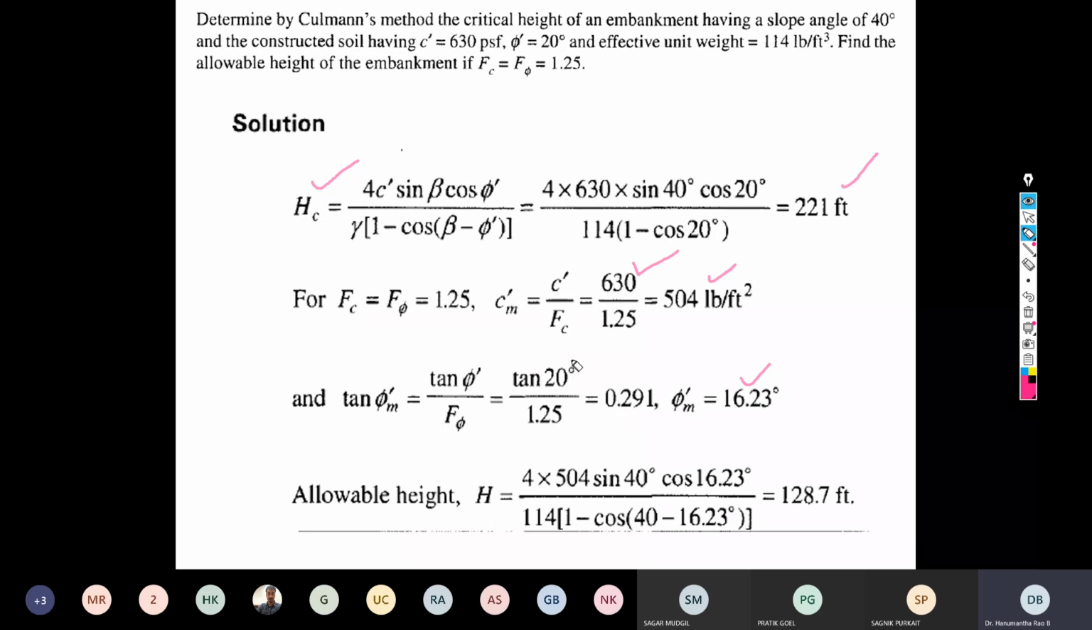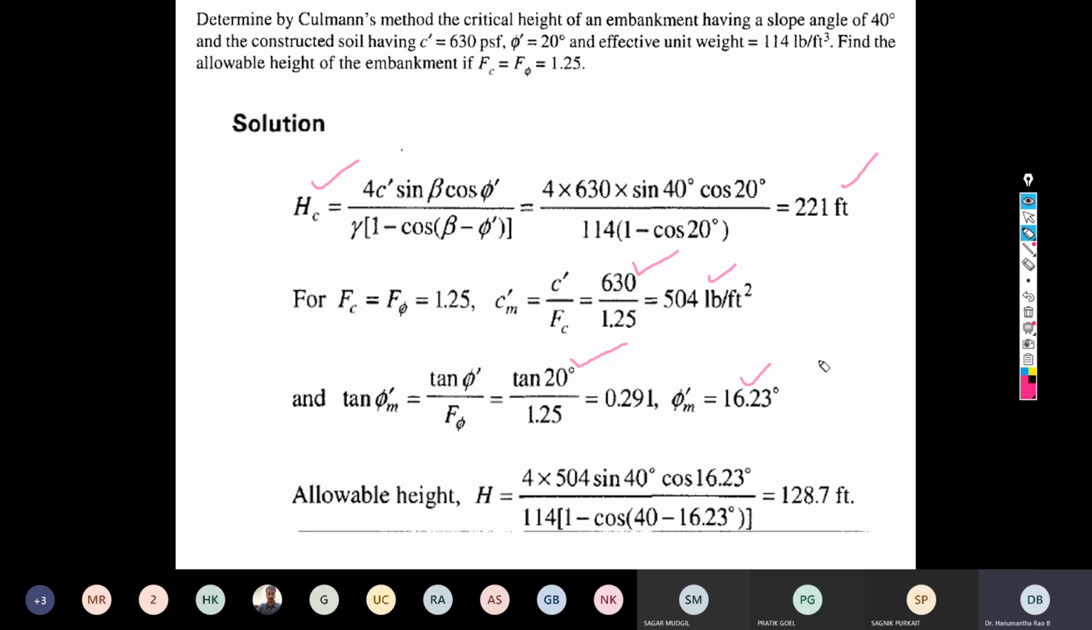Similarly, the friction angle at failure is 20 degrees, but the mobilization is starting when the friction angle is just reaching 16.23. So this is lesser than 20. So our values are correct. Once c dash m and phi dash m are known, then for the allowable height, as per this equation, substitute in the above equation, and what you get is 128.7 feet.